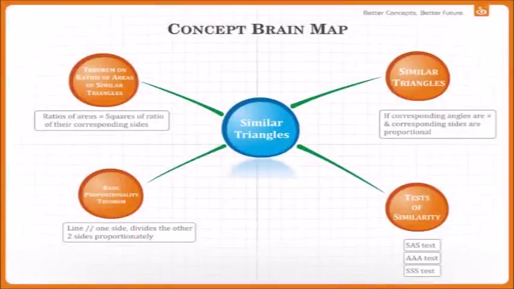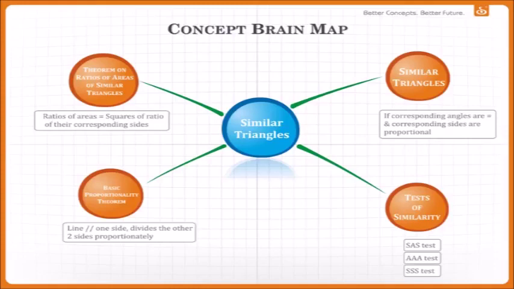Similar triangles. Two triangles are similar if their corresponding angles are equal and their corresponding sides are proportional. Then the test of similarity, we have three tests. The first one, SAS test of similarity. The second one, AAA test of similarity. And the third one, SSS test of similarity. Then we had seen the basic proportionality theorem, which says if a line is parallel to one side of a triangle, it divides the other two sides proportionately.